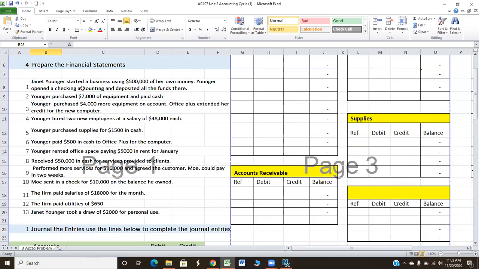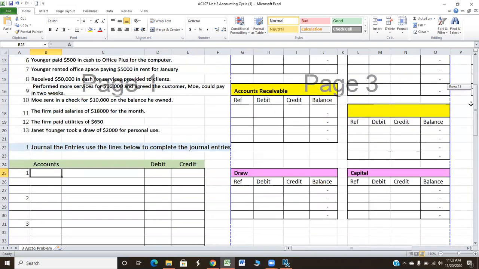So number 1, Janet Younger started a business using 500,000 of her own money. Younger opened a checking account and deposited all the funds there. So whenever an owner opens their own business and they put money into the business, that's what Janet is doing. She's putting 500,000 into her business. Her business will be receiving cash.